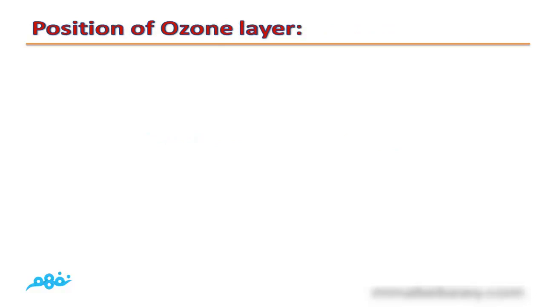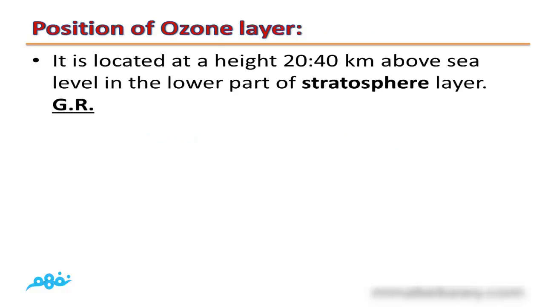What is the position of ozone layer? Ozone layer is located at a height from 20 to 40 km above sea level in the lower part of the stratosphere layer. And this is an important give reason question.